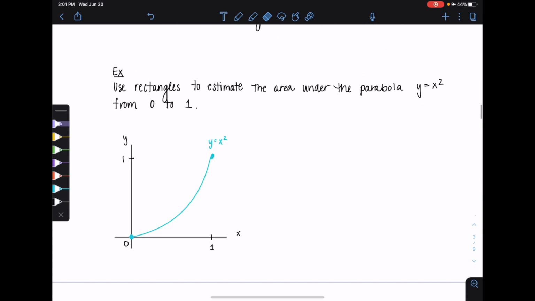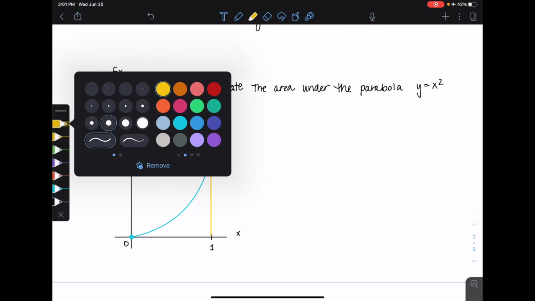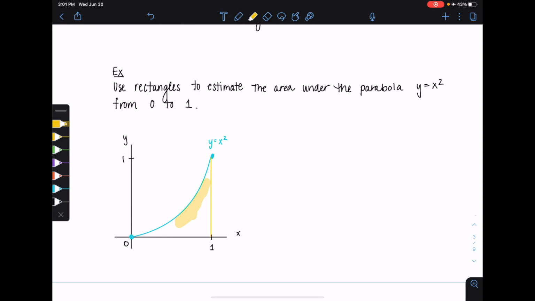Okay? So first and foremost, we can graph our parabola function. What I want to do is I want to find the area from 0 to 1. So ultimately, I am looking for this area in here. I'm not going to be able to color it in too perfectly, but that's okay. This is my goal. Find the area of this region S.